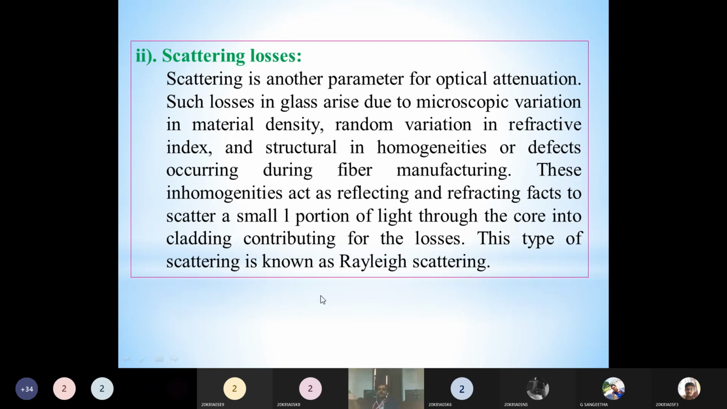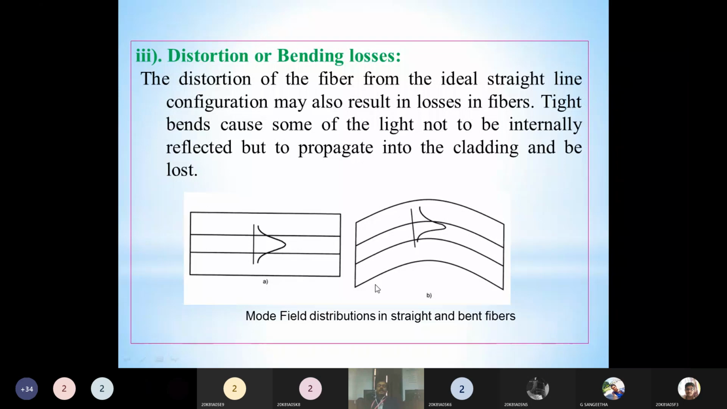Because of some impurities, inhomogeneities and defects, some light is scattered from the core region into the cladding region. That means total internal reflection does not occur for some portion of light, so there is a chance of losing that light. This is one more reason for scattering. This type of scattering we also call Rayleigh scattering. Now the next one is distortion or bending losses.